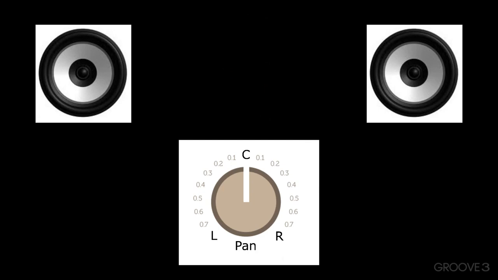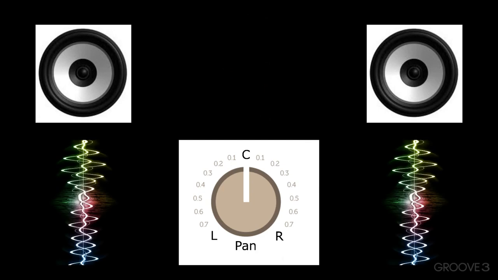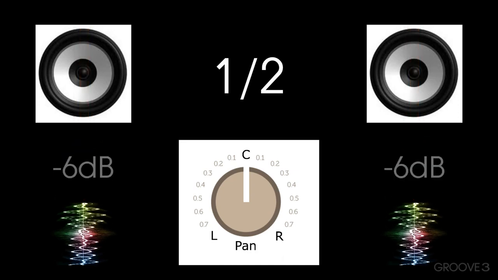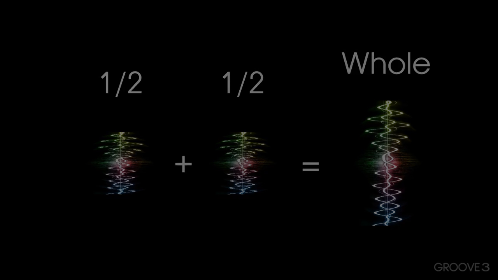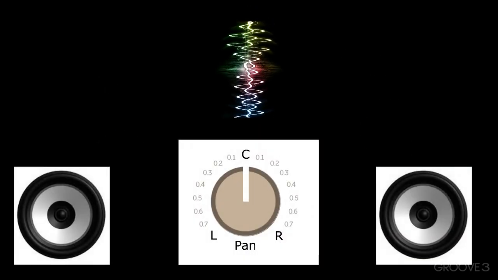If we take a given signal and put it into two speakers instead of one, it cuts the signal going into each speaker in half, which is about a 6 dB drop in level in each speaker. Now in a perfect world, we shouldn't hear that difference, because it should combine to be the same. 1/2 plus 1/2 equals a whole. But room ambience and acoustics affect this level, and we tend to hear a drop in volume when we pan something in the middle versus panning it in only one of the speakers.